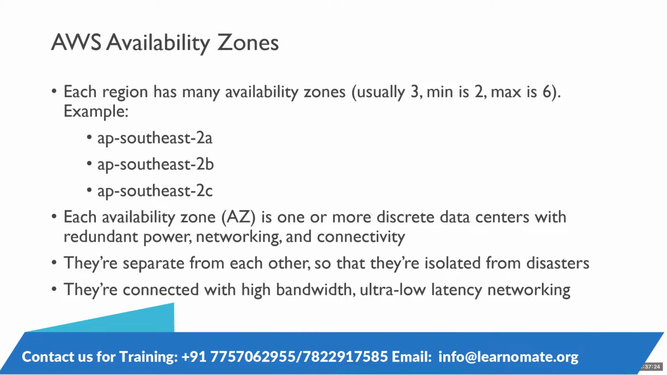Okay, now that is about the regions and availability zones. As I said, we have regions, and every region has a minimum of two availability zones and a maximum of six availability zones. Each availability zone is nothing but a data center. Can anyone tell me what a data center is?